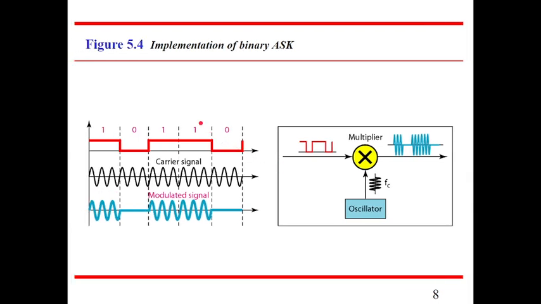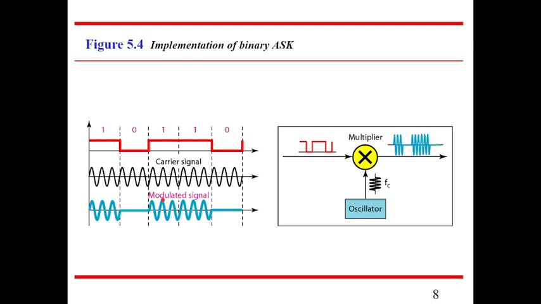Okay, so this is the implementation of binary amplitude shift keying. Here, this is the carrier signal that we have already talked about. The carrier signal is basically the initial signal, and based on different bits of the digital data, we have changed or manipulated this carrier signal into this signal, and this signal is known as the modulated signal. So for 1, there is a certain amplitude, and for 0, there is no amplitude.